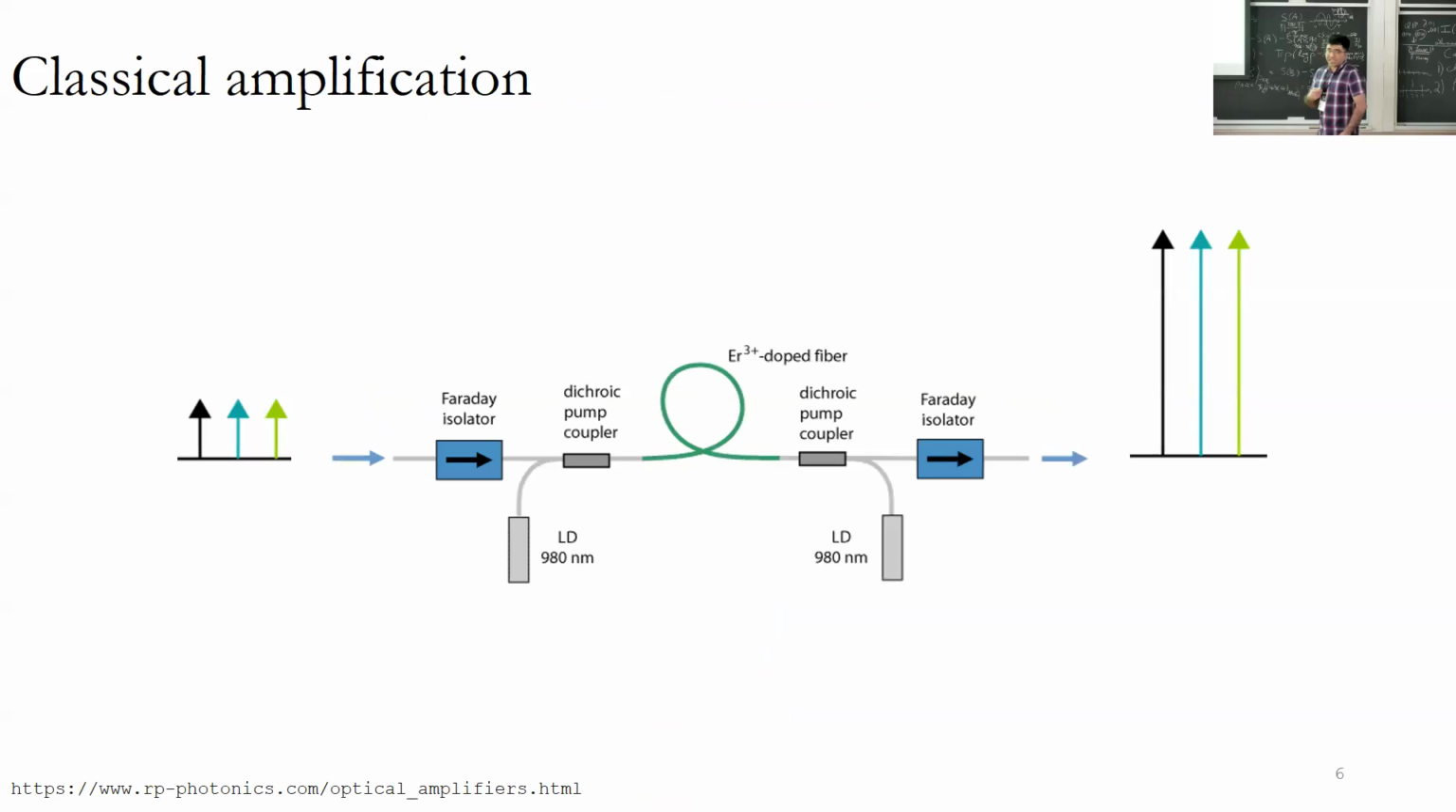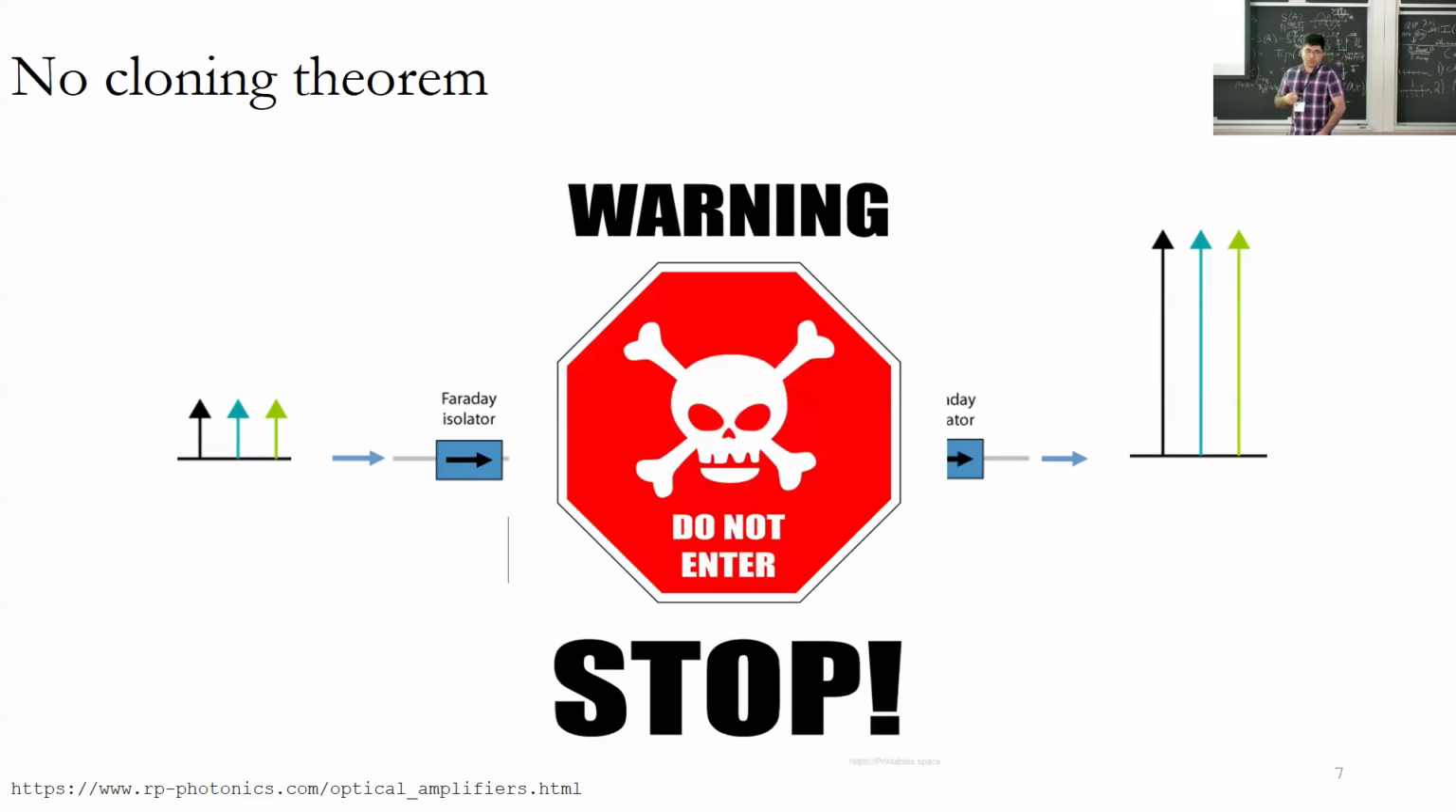Now, in classical communication, what we do in everyday fiber networks, we have these amplifiers. You have an input signal, you have an optical amplifier, and then you have an output signal which is amplified. But unfortunately, this is not doable in quantum physics.